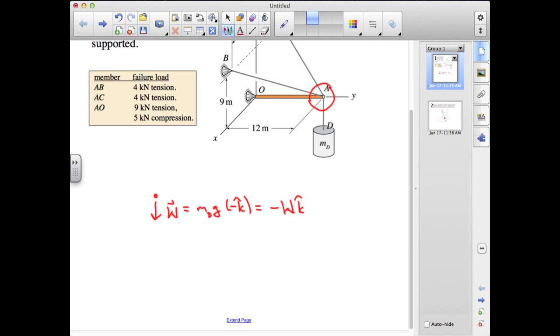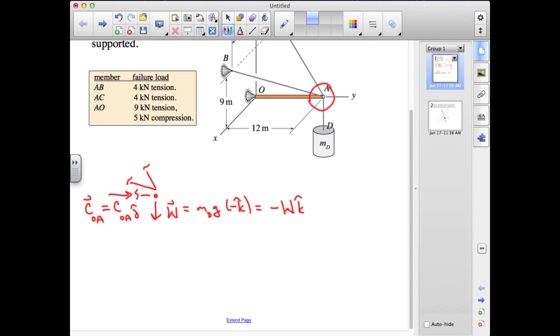We're cutting through the boom, and that's going to be in compression, so I'm going to show that in this direction, and we can see that it's directed along the j direction, so I'm going to write the compression in OA as a scalar magnitude to be determined in the j direction. We then have cables going off in two different directions, and I'm going to show those here like this.